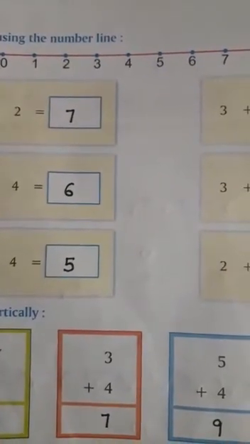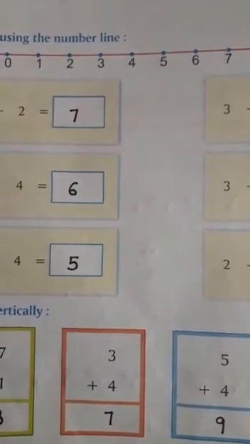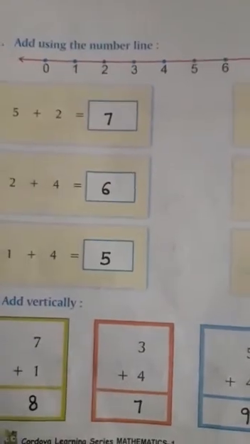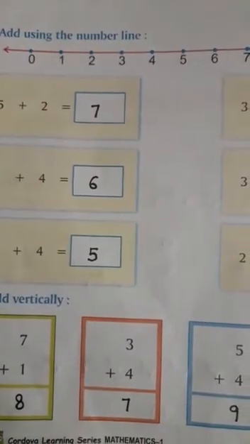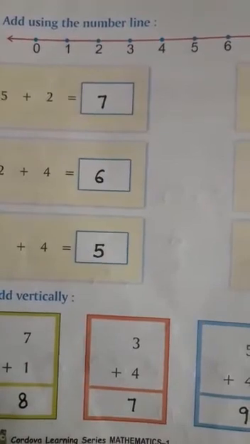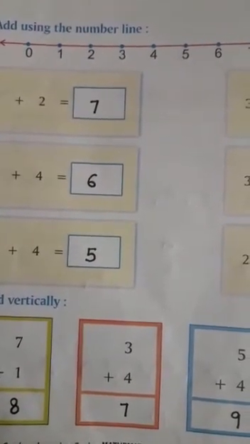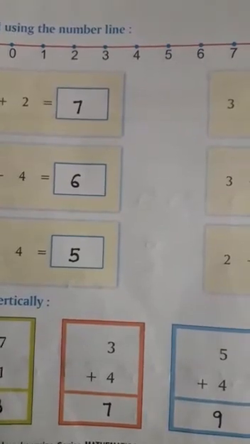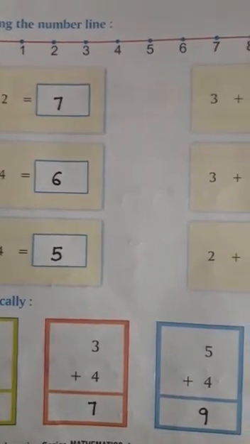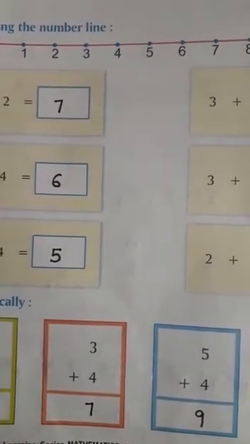The second in this case, first jump is from 0 to 3. First jump is from 0 to 3 and another 4 jumps we have to take, like 3 to 4 is 1, 4 to 5 is 2, 5 to 6 is 3 and 6 to 7 is 4. So the answer is 7.